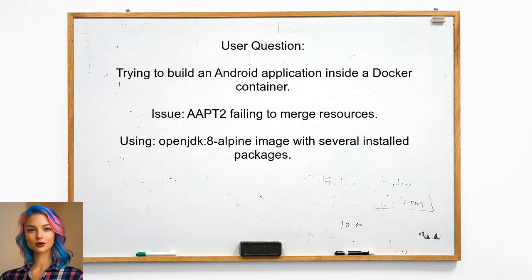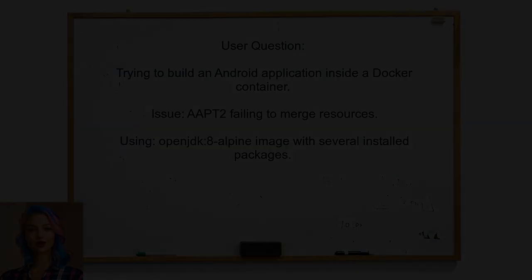Here's the specific situation we're addressing. A user reached out saying they're trying to build an Android application inside a Docker container, but AAPT2 is failing to merge resources. They are using the OpenJDK 8 Alpine image and have installed several packages. Sound familiar? Let's dig into the details.